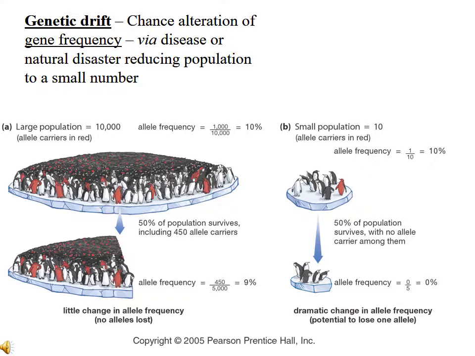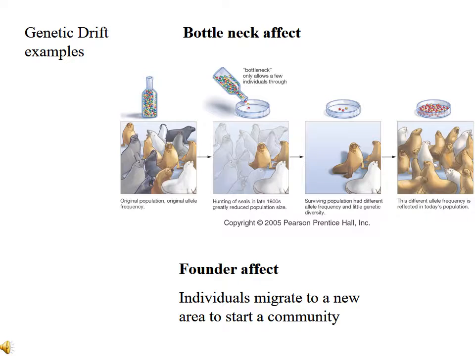However, if we deal with a small population of penguins to the right, and a disaster comes in, look what has happened to the little red penguin. It's gone. The gene frequency for red is gone because the population is very, very small. So small populations are always in danger of losing vital, important genetic material. Other examples of genetic drift are the bottleneck effect and the founder effect.